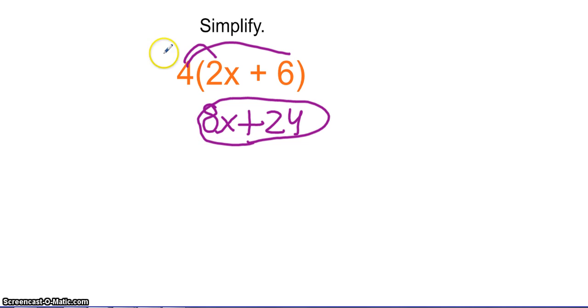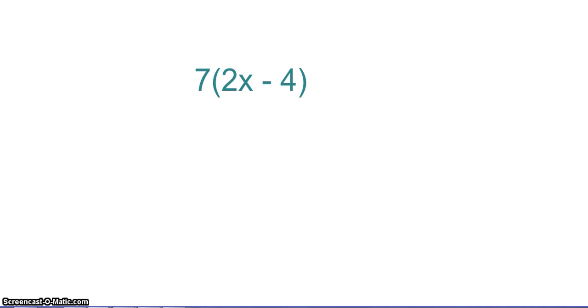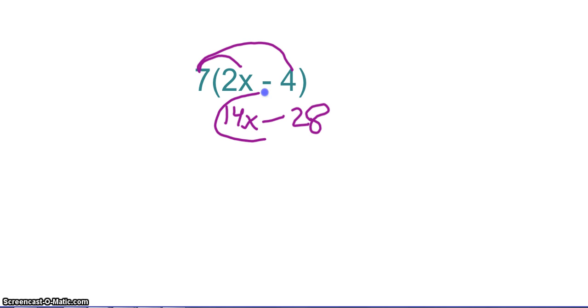Okay. Let's try another one. 7 times the difference of 2x and 4. So once again, we're going to distribute the 7 to 2x and distribute the 7 to 4. Again we're going to multiply the 7 by the coefficient of 2, which is 14, and the x, or the variable, remains the same, and then subtract 7 times 4 is 28. Okay, and again there are no like terms, therefore 14x minus 28 is the simplified expression.